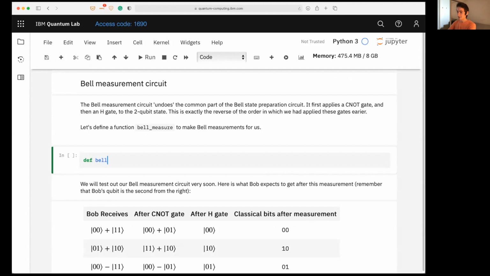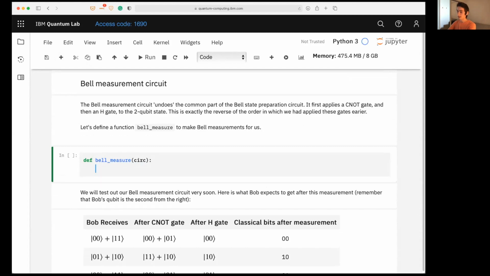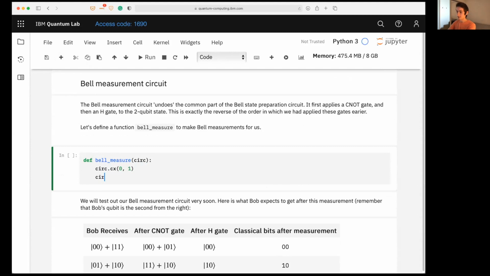So I'm going to define my function called Bell measure, we'll call it. And again, it takes a circuit as the input. And like I said, the intuition here is just like we used HC0 to create entanglement, we're going to use the inverse of that, C0H, to undo the entanglement. So I'm going to do circ.cx, 0, 1, circ.h on 0.